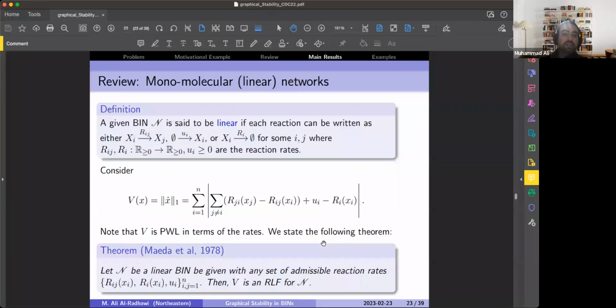The second one, which is actually well known in the literature, is the set of monomolecular networks, or compartmental networks, also called interconversion networks. These are networks that have only reactions of this form: Xi goes to Xj, or creation or decay. These are the only reactions allowed, and it has been shown that this Lyapunov function, which is the L1 norm of the time derivative of the state, is non-increasing along the dynamics. We can see that this fits into our framework, since this is a piecewise linear function in terms of the rates.